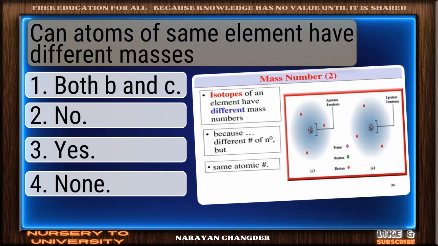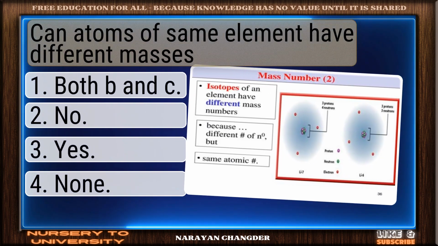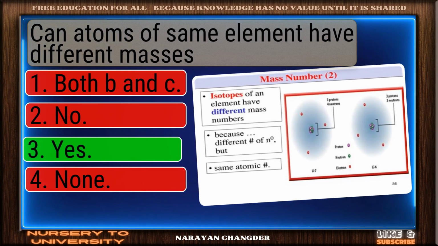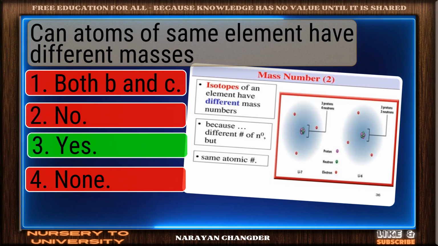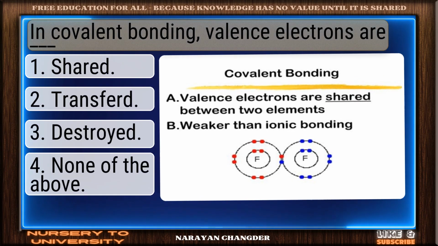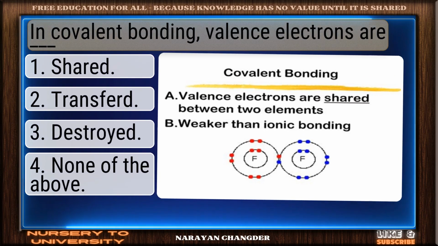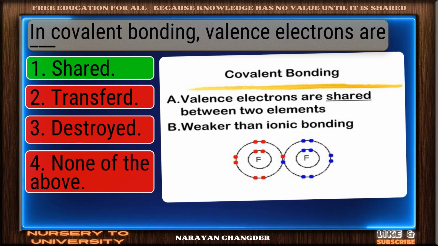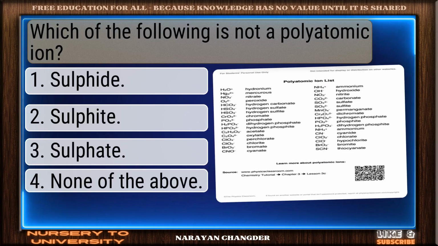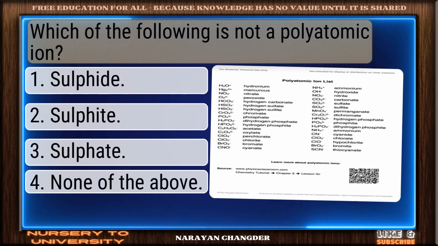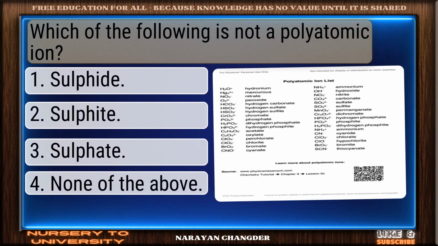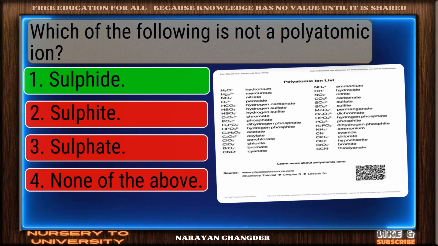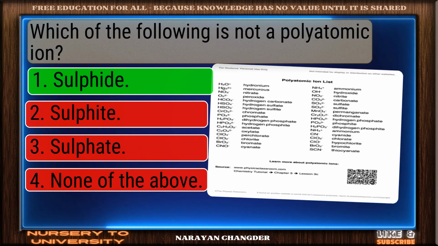Question number 149. Can atoms of same element have different masses? Good job. Your answer yes works well here. Question number 150. In covalent bonding, valence electrons are dash. Smart pick. Shared is the correct choice. Question number 151. Which of the following is not a polyatomic ion? Solid response. Sulfide is a valid choice.